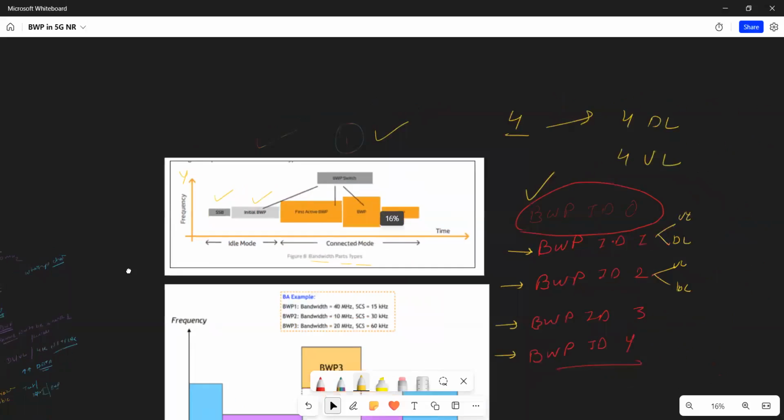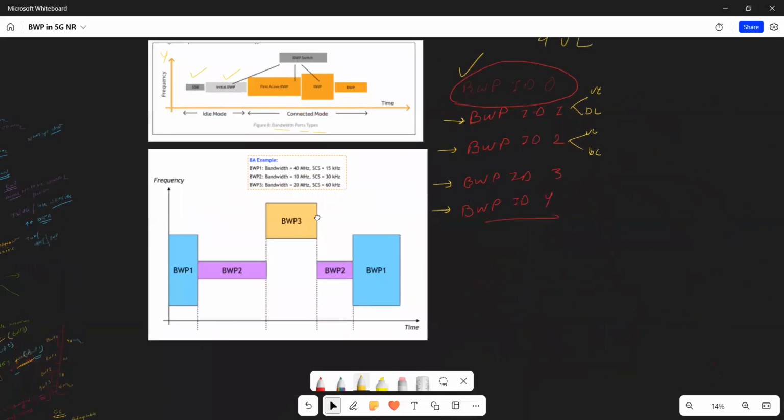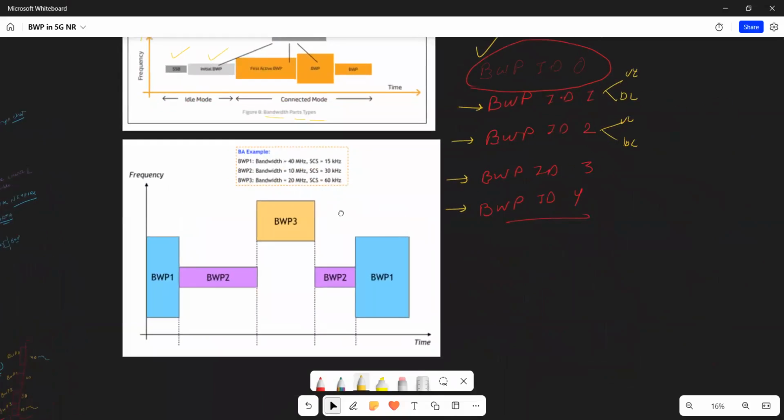Now if you see this second diagram, just focus on the frequency side allocation. We have BWP 1, 2, 3, and then 2 again, 1 again. You see BWP 1 has higher bandwidth, BWP 2 has lower bandwidth, then BWP 3 is somewhat higher than BWP 2 but lesser than BWP 1. Again you have BWP 2. Do not focus on the time axis, just focus on the frequency axis. So this is the configuration example they have given.